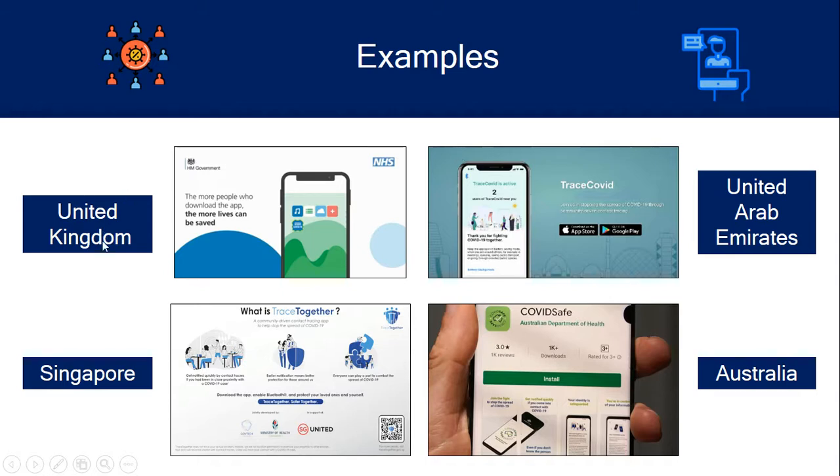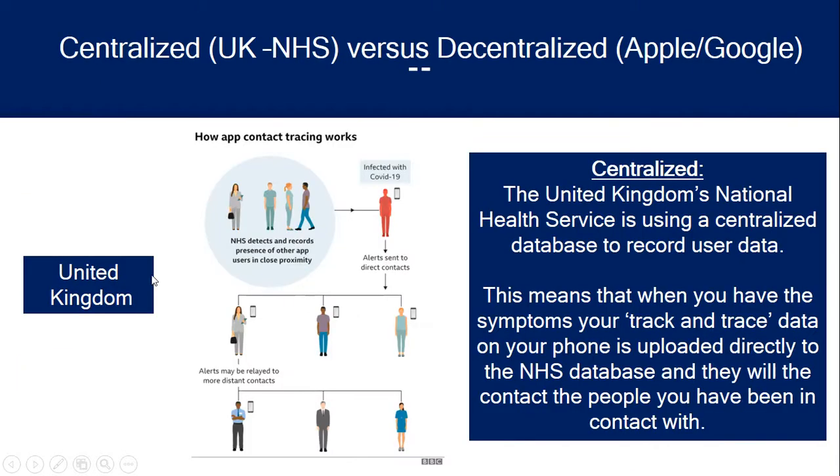Now we're going to look more closely at these different types of systems because there are 2 different ways of doing this. There's a centralized system, which is what the UK and their NHS is trying to do, and there's a decentralized system, which has been created by Apple and Google. So, right, try and follow me on this. Let's look at the centralized system first.